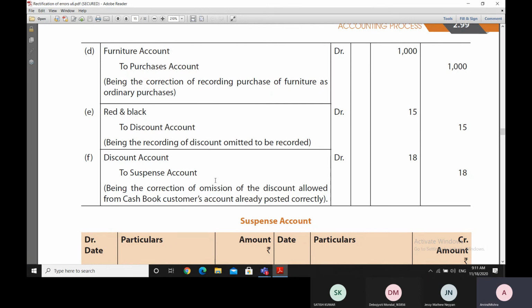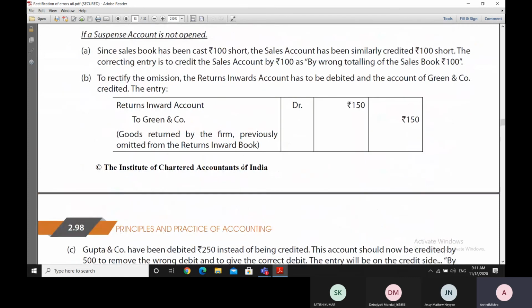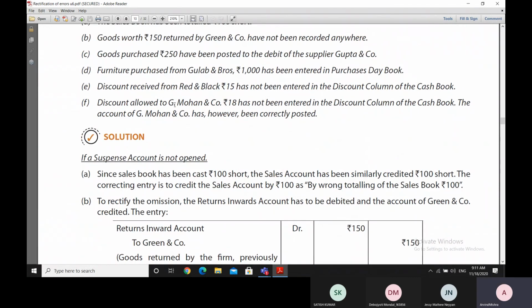However, in the other case, in part F, where the discount account was not debited, but the suspense account was debited, as we can see in the example here. The discount which was allowed to G. Mohan Company. So G. Mohan Company account was credited in respect of the discount allowed, but the discount column entry was not made.